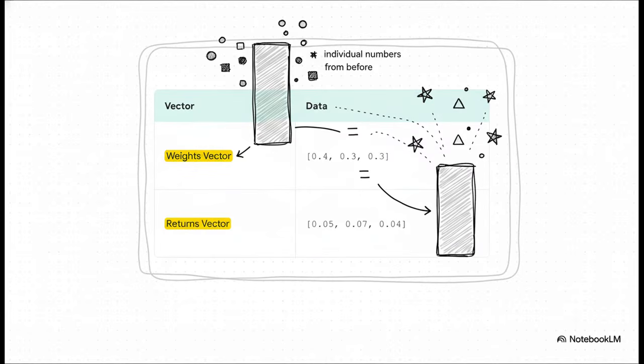And here's what that transformation looks like in practice. See that? All those individual numbers from before are now neatly packaged into 2 separate vectors. We've got a weights vector and a returns vector. Now the data is structured, it's clean, and it's ready for us to do some really powerful math with it.